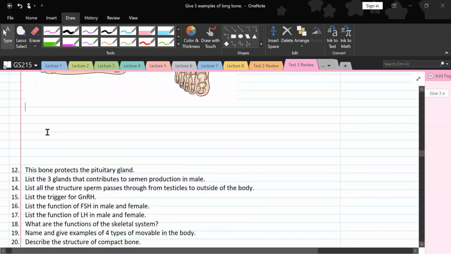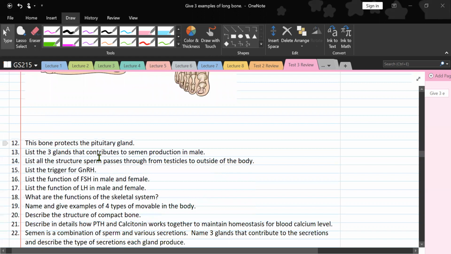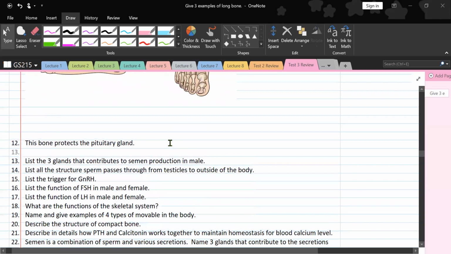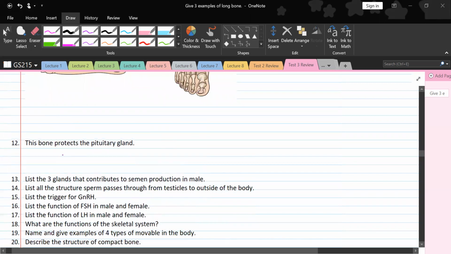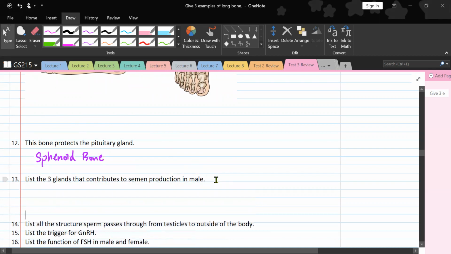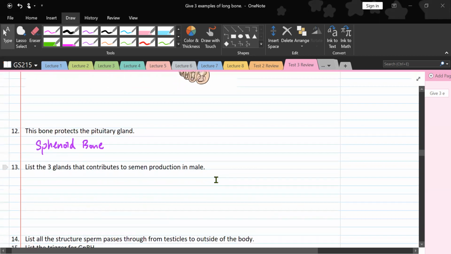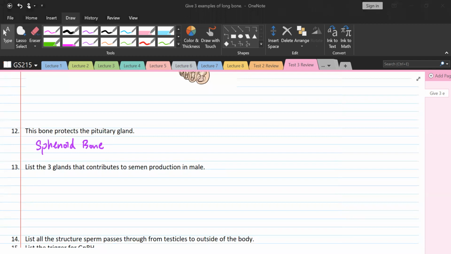Okay, this bone protects the pituitary gland. We talked about that already. It's the sphenoid bone. And there's a groove at the top for the pituitary gland to sit into. That's it for the bone unit. Of course, there's the hormone stuff, which we'll review in a bit.